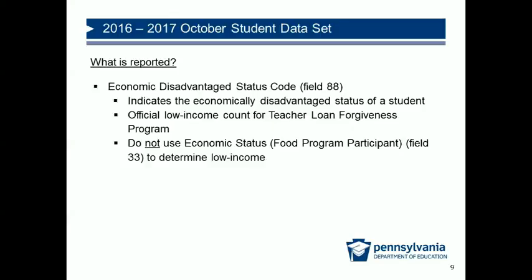The Economic Disadvantage Status Code, Field 88, is also collected in these templates. This particular field is what indicates the economically disadvantaged status of a student. It is the only field used for the official low-income count for the Teacher Loan Forgiveness Program. That's why it's so important to make sure that this information is in Field 88. When determining the economic status of your students, do not use Economic Status Food Program Participant, Field 33, to determine low income.